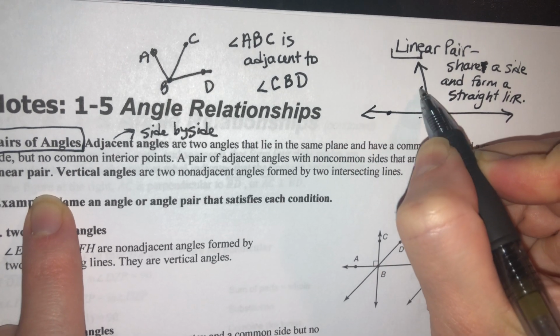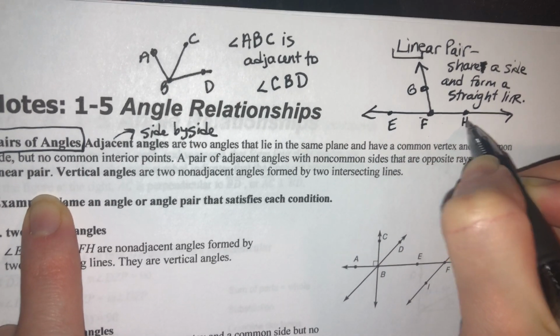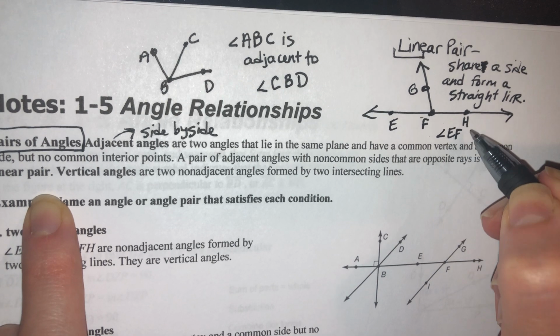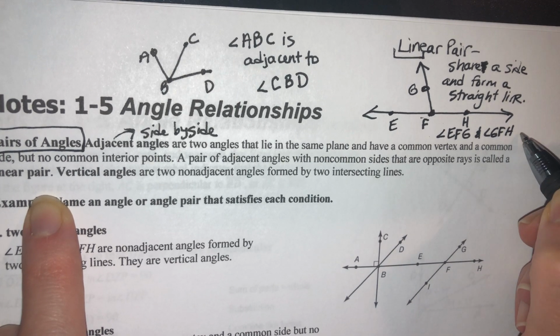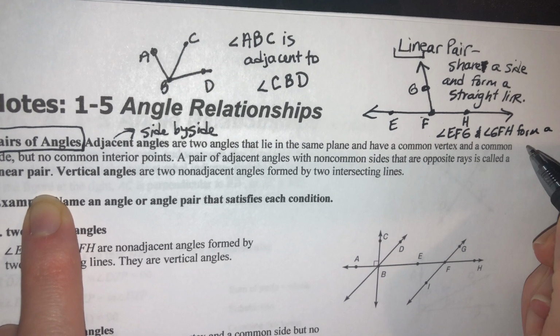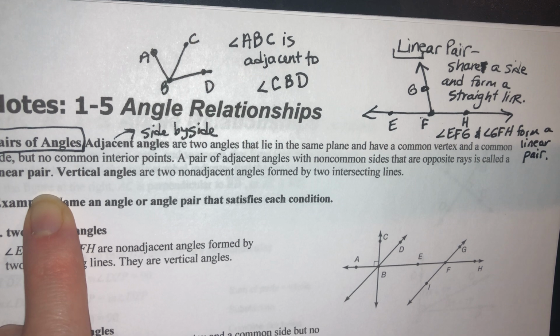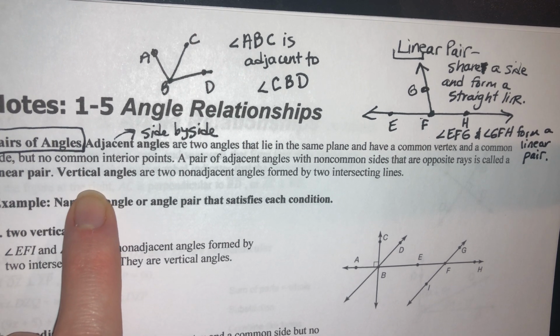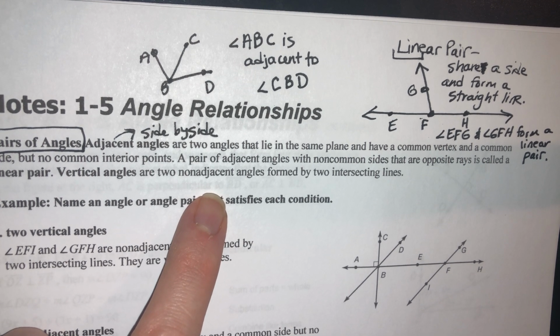So if I were to put letters on here, let's see, E, F, G, H, angle EFG and angle GFH form a linear pair. Okay, now the last pair of angles that's an important vocabulary word for us to learn today is a pair of vertical angles. They are two non-adjacent angles, so not side by side, that are formed by two intersecting lines.